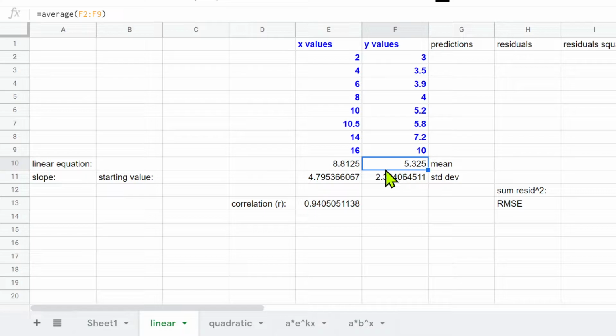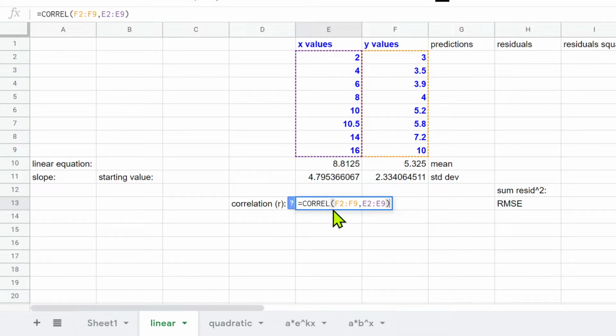Now, these values of the means and the standard deviations will allow us to calculate the slope. The rule for the slope is that the slope of a linear regression is the correlation times the standard deviation of the y values divided by the standard deviation of the x values. So it's the correlation, and I've already calculated the correlation right here, like on a cooking show where they make something first. There it is, CORREL, and you see I put F2 to F9, comma, E2 to E9, and that's the correlation of these two variables.